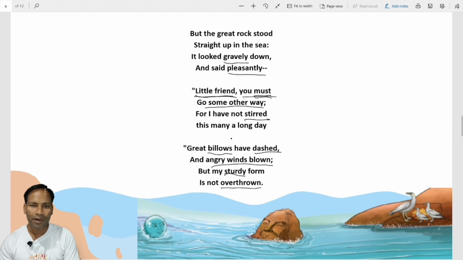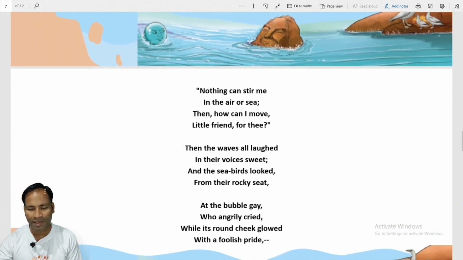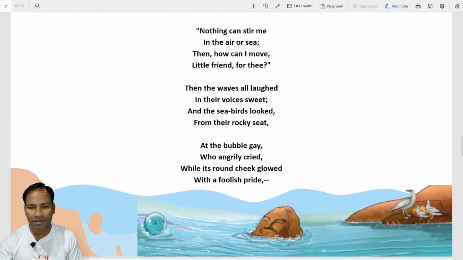बहुत तूफान आए, बहुत आंधियाँ चली, बहुत difficulties का मैंने सामना किया, बट मैं मेरी जगह से हिला नहीं. इतने बड़े बड़े natural calamities से मैं लड़ा हूँ, वो मुझे हिला नहीं पाए. तो छोटे friend, मैं तुझसे कैसे हिल पाऊंगा, it is not in my hand to move from my place. Very politely the rock talks with the bubble.